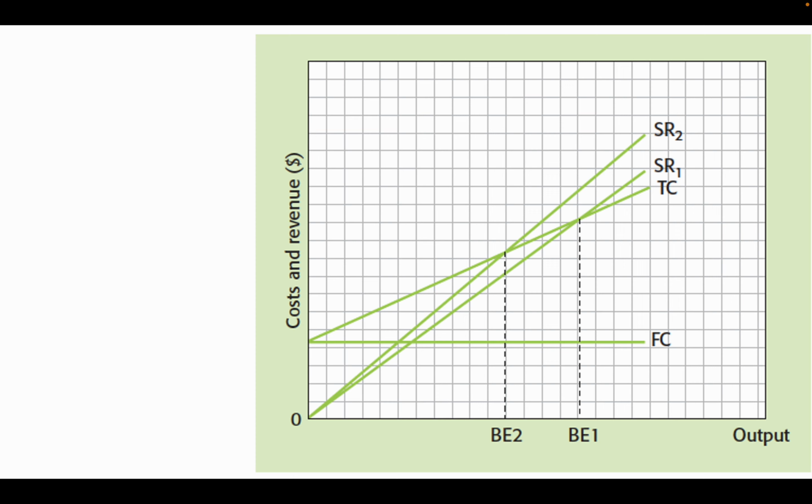So what is going on here? What is the situation here? What changed? Okay, so we have output, we have costs and revenues. We know that it's a break-even chart, so we somehow need to read it. I'm going to give you some time. So the question is, what changed?